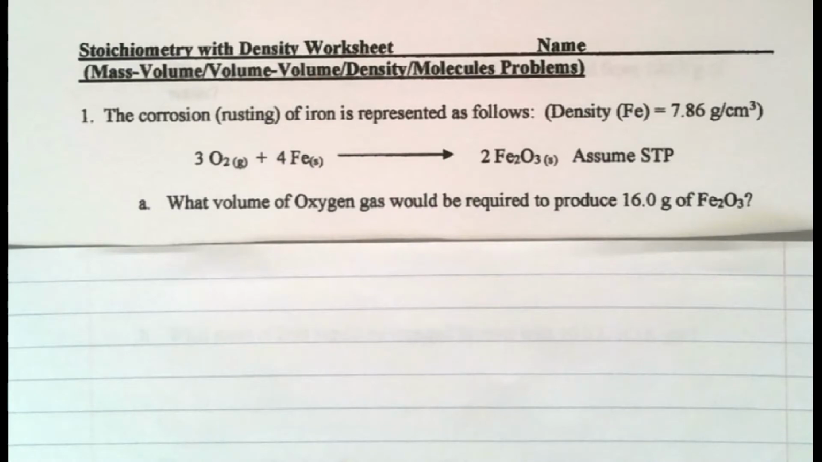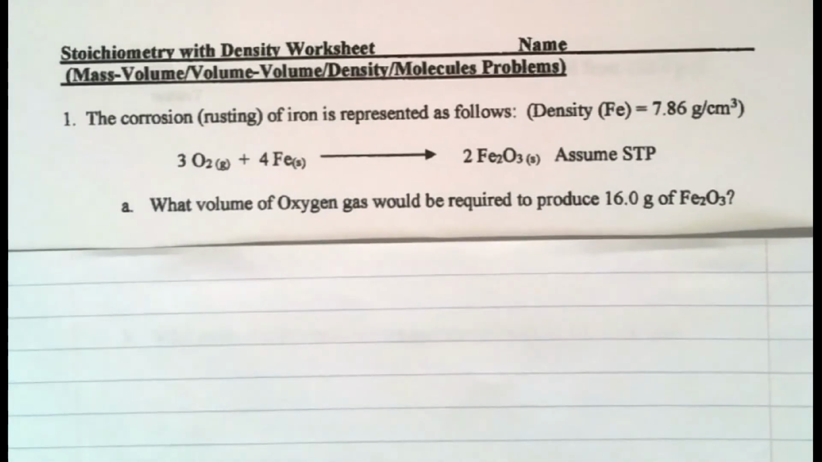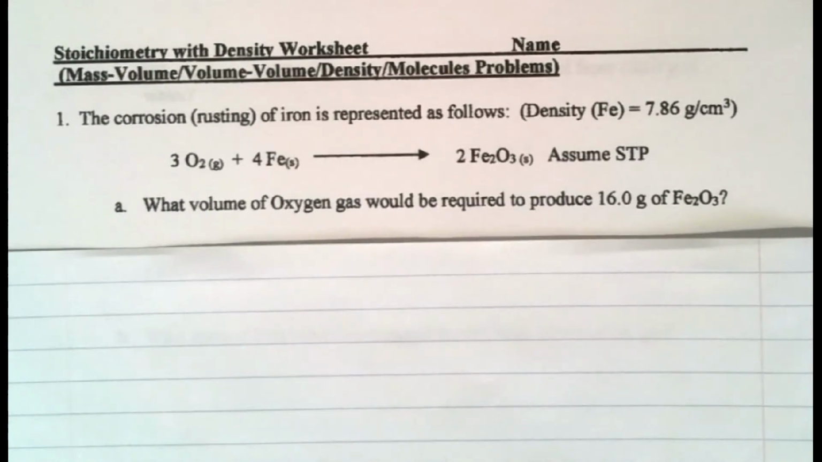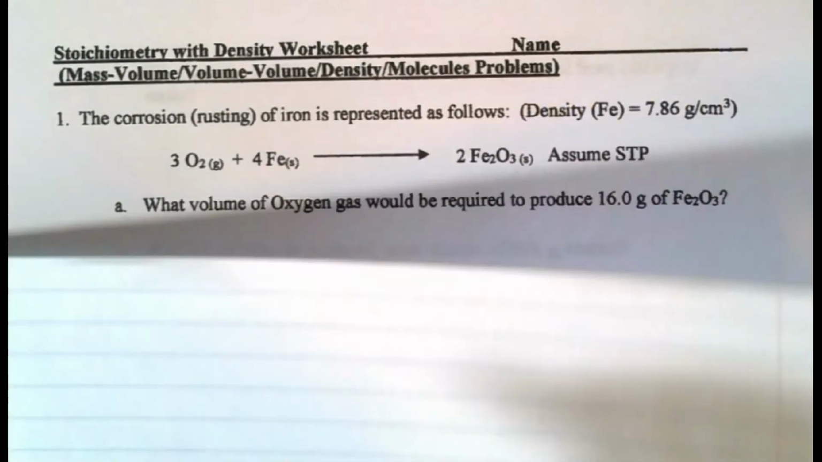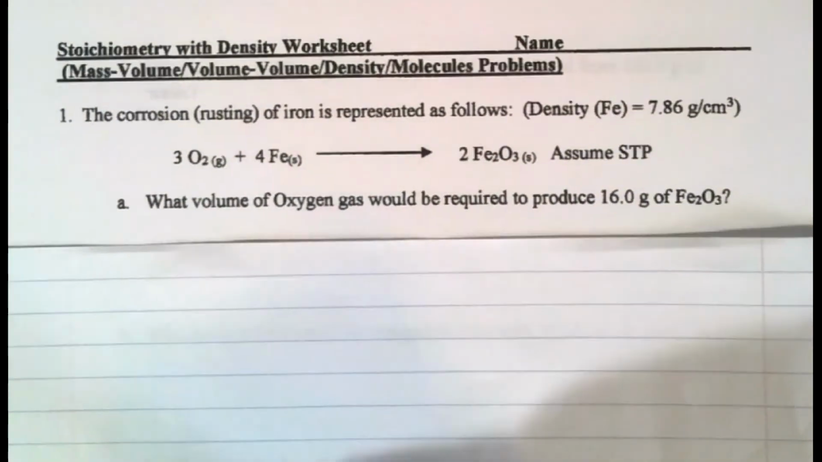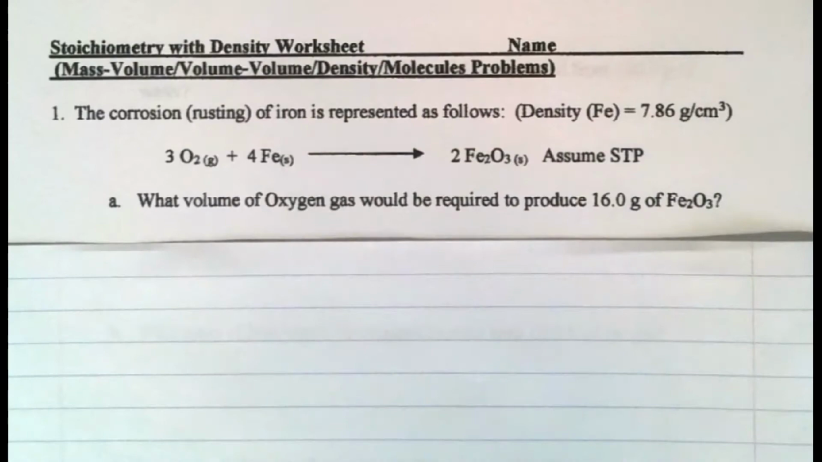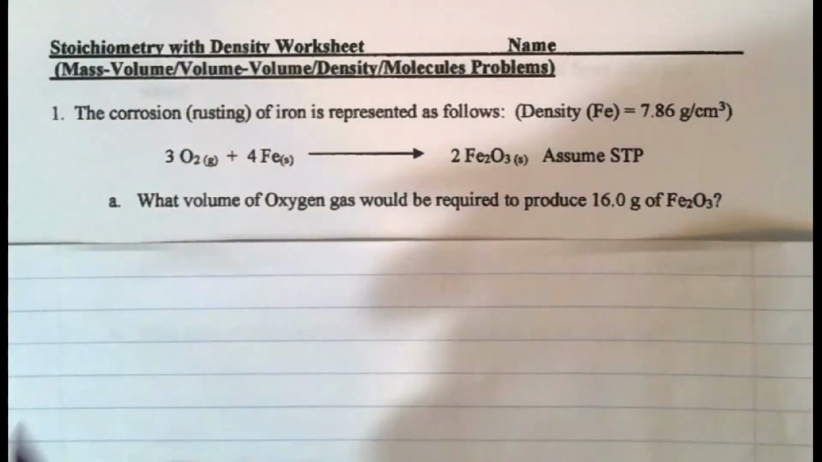The first one, we're going to do as an example so you can continue on with the rest. The corrosion of iron is represented by the following. We have the density of iron, which is somewhat important later on in the problem. It says, what volume of oxygen gas will be required to produce 16 grams of iron 3 oxide? Now, volume of oxygen gas, we have not really discussed in previous work.